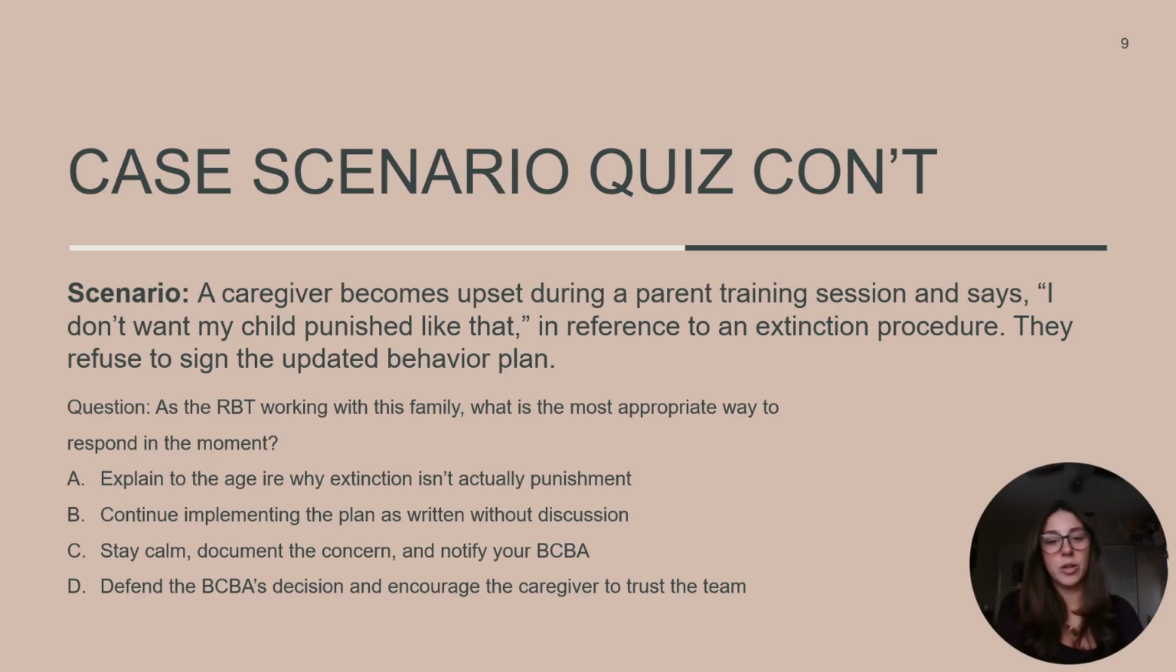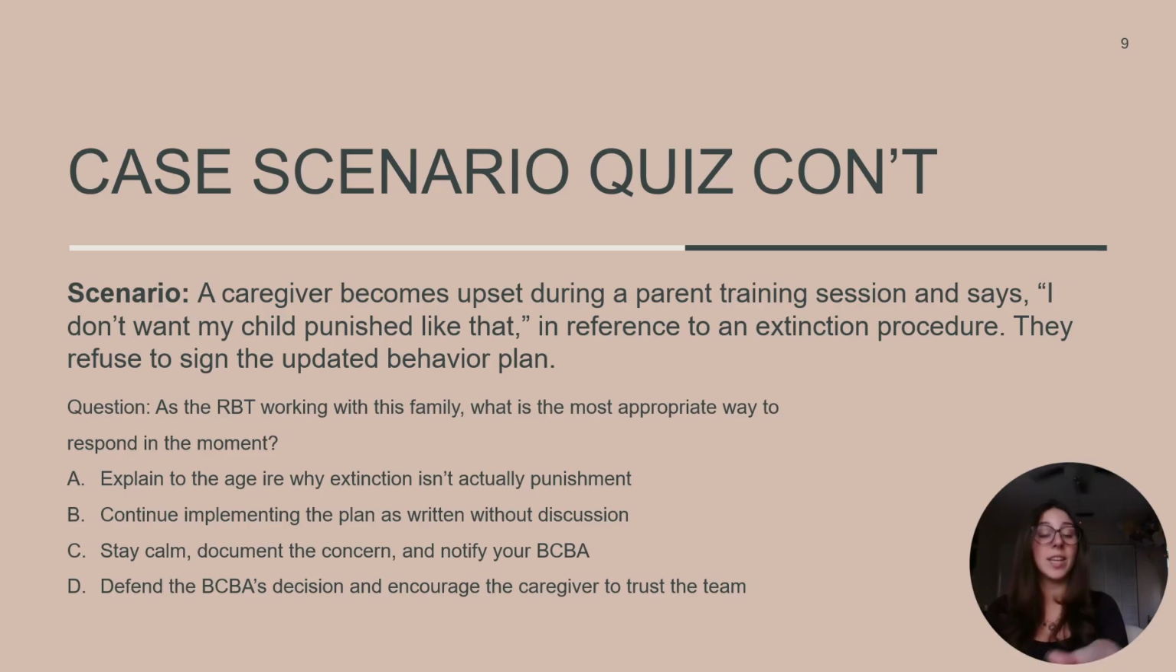Okay, case scenario quiz question 2. A caregiver becomes upset during a parent training session and says, "I don't want my child punished like that," in reference to an extinction procedure. They refuse to sign the updated behavior plan. Now, as the RBT working with this family, what is the most appropriate way to respond in the moment?